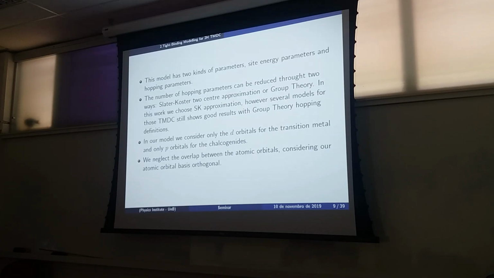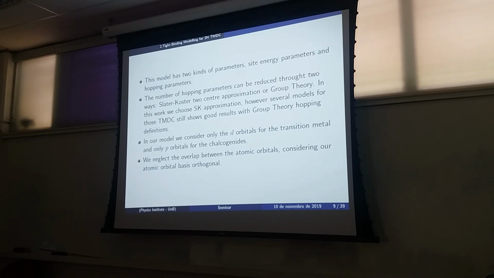This model basically has 2 kinds of parameters: the site energy and the hopping parameter. Site energy is the energy of the atomic orbital in the atomic site. And hopping parameters are basically the parameters related to the probability that one electron in one atomic orbital jumps to another atom with another atomic orbital, or jumps inside the same atom.